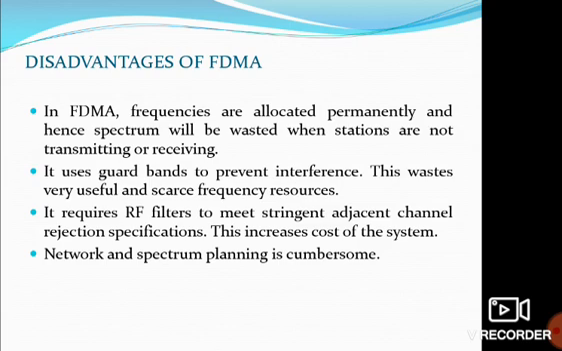Adjacent channel means, in the cellular communication system we have hexagonal cells. When one cell interferes with another cell, that is known as adjacent channel interference. So we need RF filters in FDMA to avoid this type of interference. So this will increase the cost of the system, and network and system planning is tough.